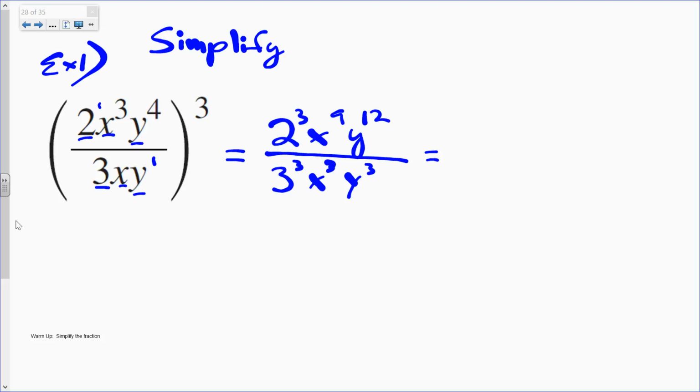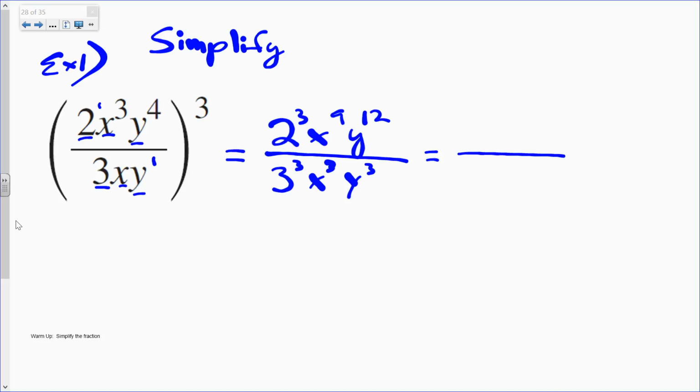Is there any items that have the same base? X and Y. Okay, x is the 9th, and I got x to the 3rd. What operation is going on between these two x's? Division. So the 6th rule says if you're dividing with the same base, what should you do with those exponents? Subtract those puppies. So 9 minus 3 is going to be 6.